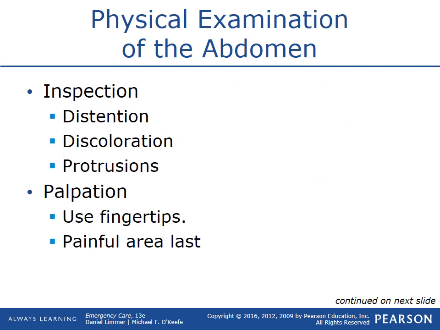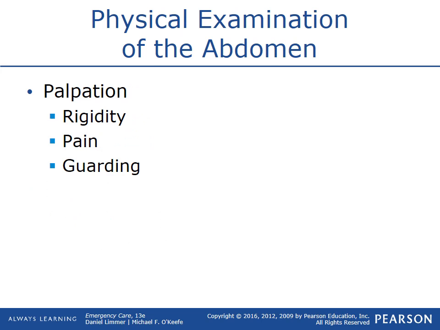When you inspect the abdomen, you're looking for distension. You're looking for any discoloration or any protrusions that are sticking out that are abnormal. You want to feel. Use your fingertips and check the most painful area last. So feel the whole abdomen, and the part they say is painful, save for the last. Palpate for rigidity. And remember, rigidity is affecting the peritoneal lining.